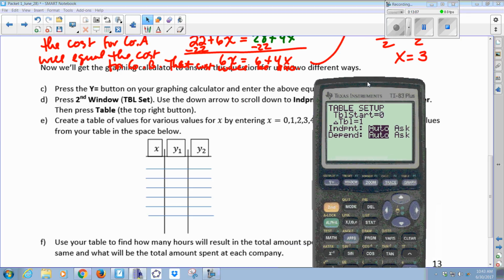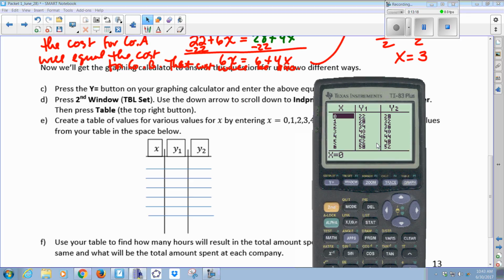Now, if we keep auto and auto here, and we go to the table, which you notice is just above the graph, and it's yellow, so you say second graph, then this table will go from 0 as far as you want to go for values of x, and it will give you the different y values. So you can see here that before you even rent it, the first company A is charging you $22 and the second company is charging you $28.